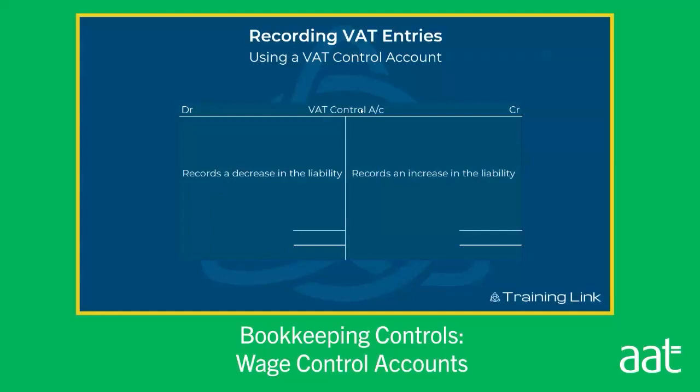If HMRC owe you money, it will have a balance on the debit side. If you owe them money, it will have a balance on the credit side. So in the VAT control account itself, anything that decreases the liability to HMRC will be a debit entry, and anything that increases the liability will have a credit entry. More often than not, in successful businesses, you are collecting more VAT in than you're paying out. So it will usually be a liability account. But there are occasions when that might not be the case and HMRC end up owing you money. So let's have a look at some of those.